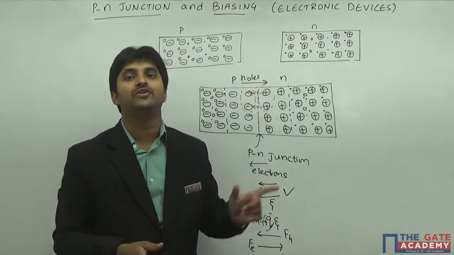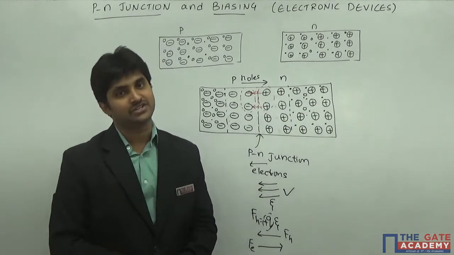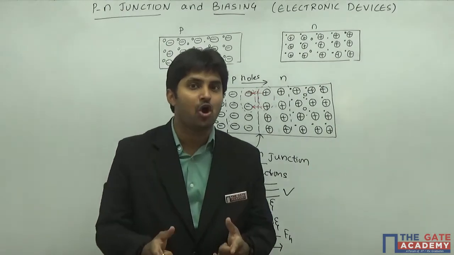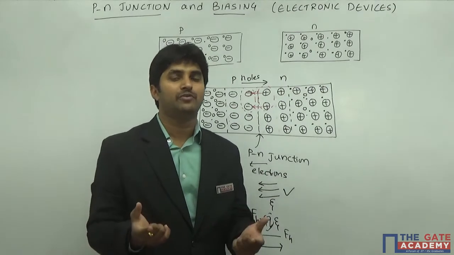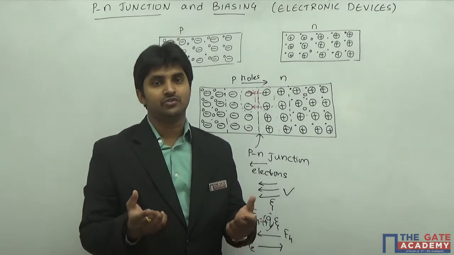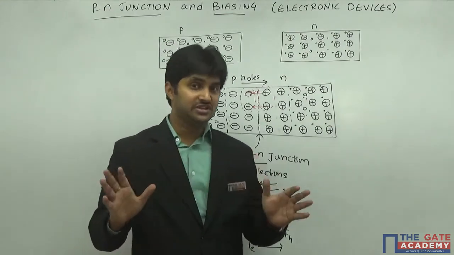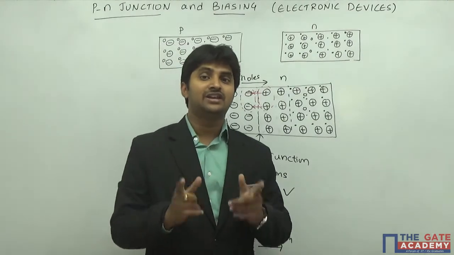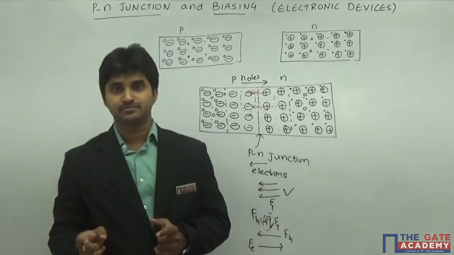Now the holes cannot move into the n region. Similarly, the electrons also cannot move into the p region for the same reason. Because now the electric field is so strong that it opposes the movement of holes and electrons due to diffusion. There is a concentration gradient, even now there is a concentration gradient, but the electric field force is strong enough to stop the process of diffusion.